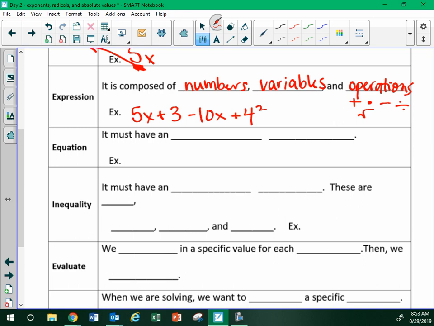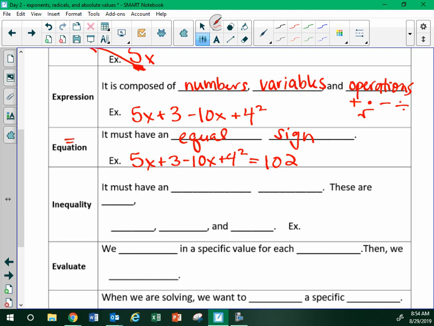All right, so an equation must have an equal sign. So it's basically an expression with that equal sign. If I were to take the thing we just had above, 5x plus 3 minus 10x plus 4 squared, and let's suppose we know this whole thing equals, I don't know, 102. That is an equation. It equals something that allows us to solve and find out what x is. Later on in algebra, sometimes there's more than one solution for x. Right now there is only one number for x that will make the statement true. Up here it's just an expression. We don't know what it has to equal, so we don't know what x is.